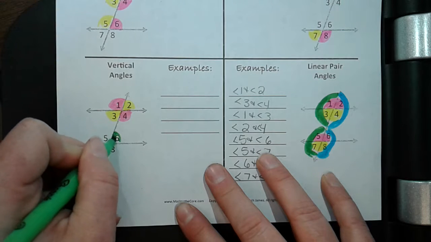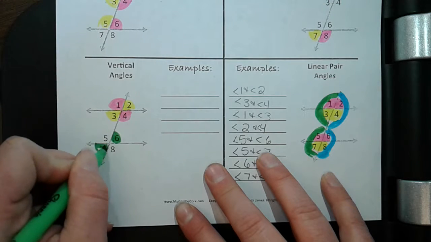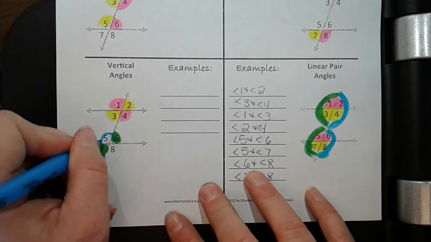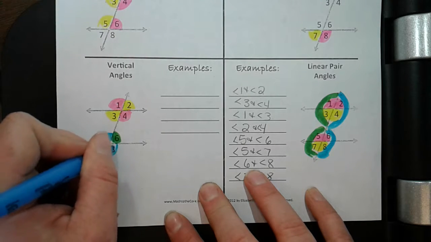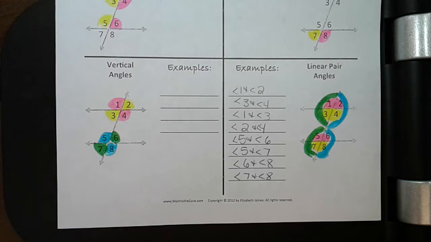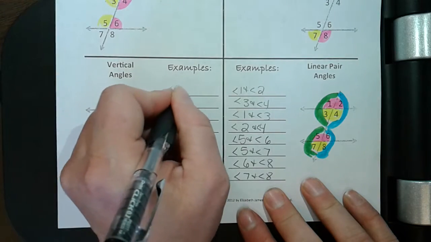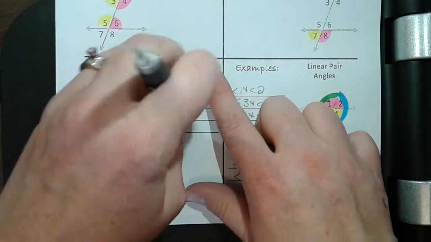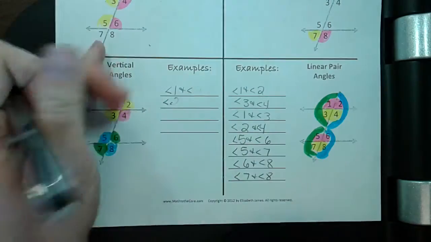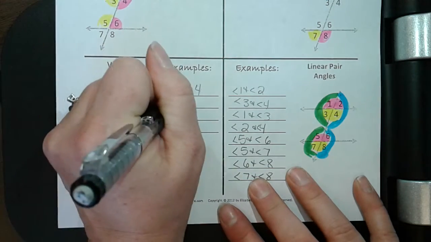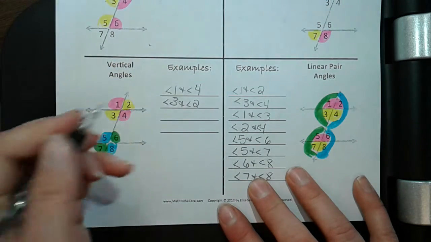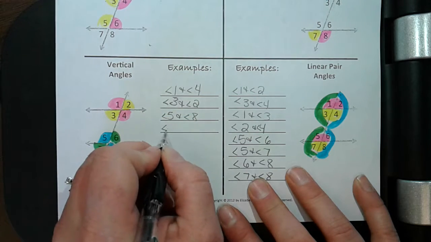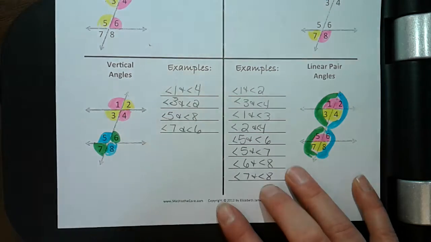Down here we have this angle 6 is across from angle 7, so they're vertical angles. And 5 is across from 8, so they are vertical angles. So these are all the different pairs. Angle 1 and angle 4, angle 3 and angle 2, angle 5 and angle 8, and angle 7 and angle 6.